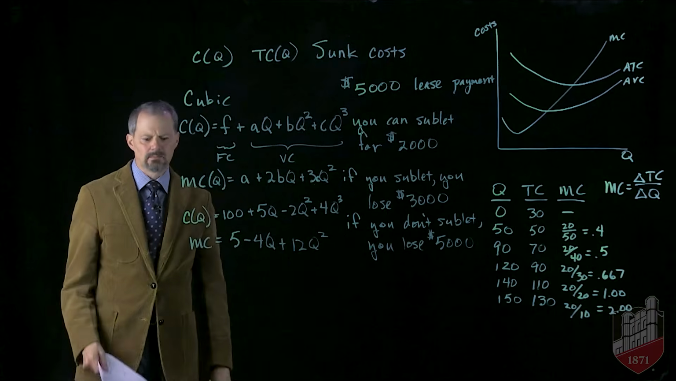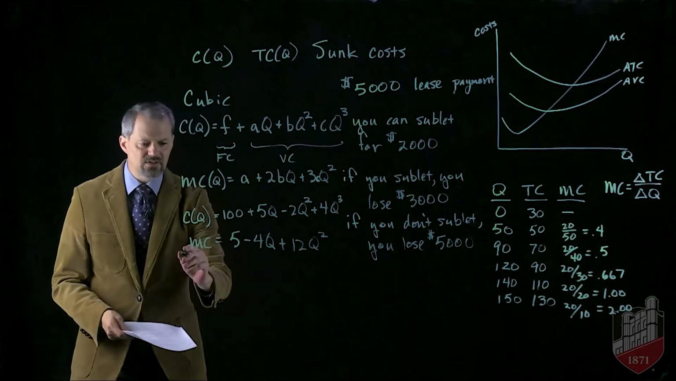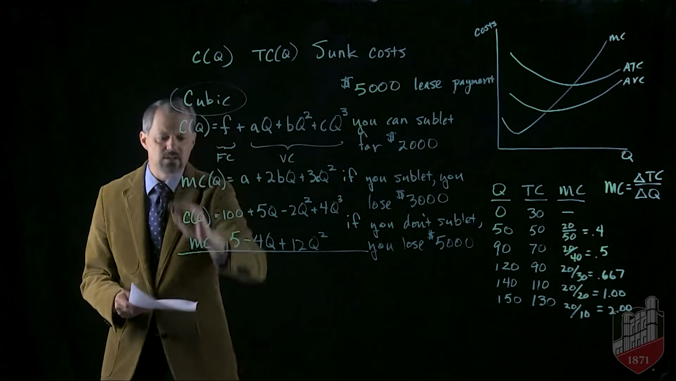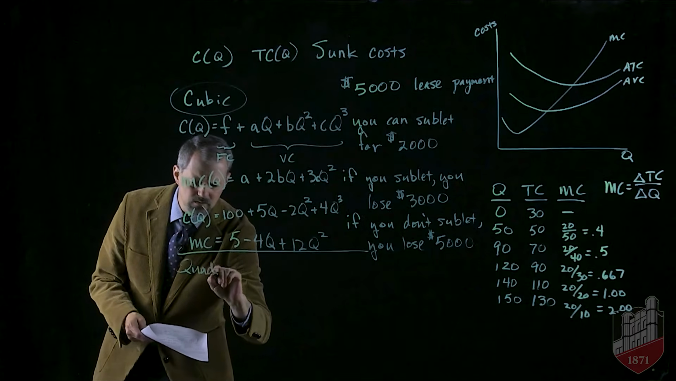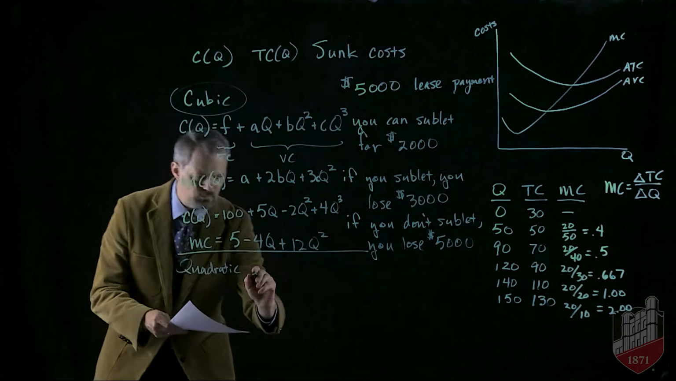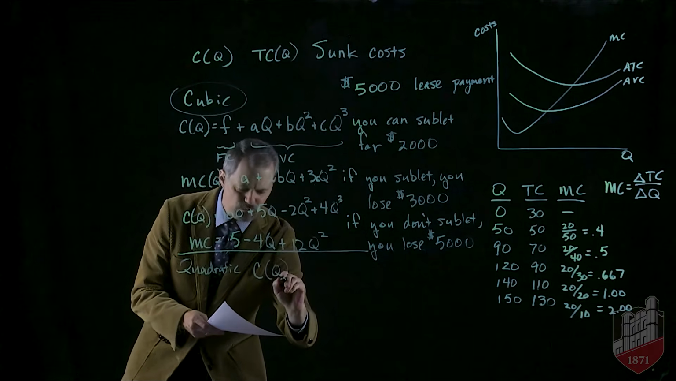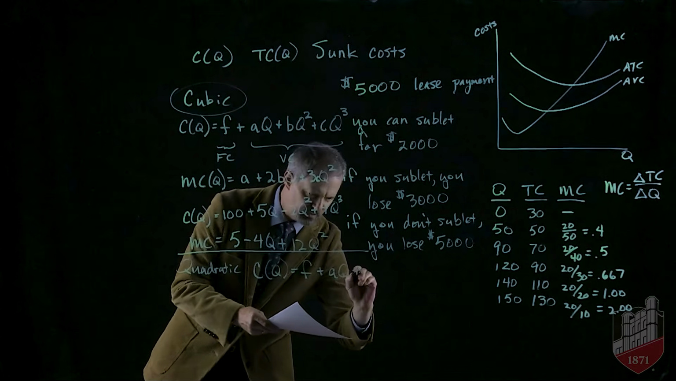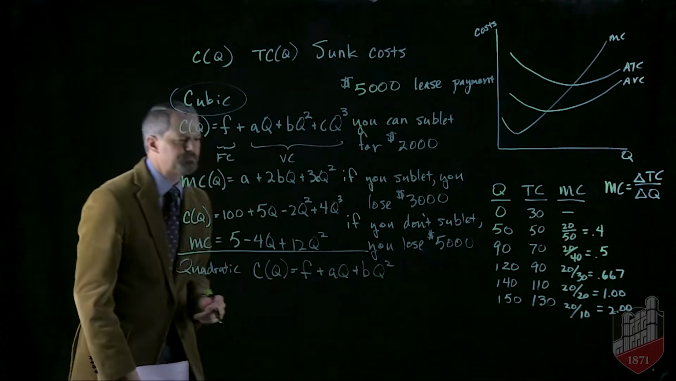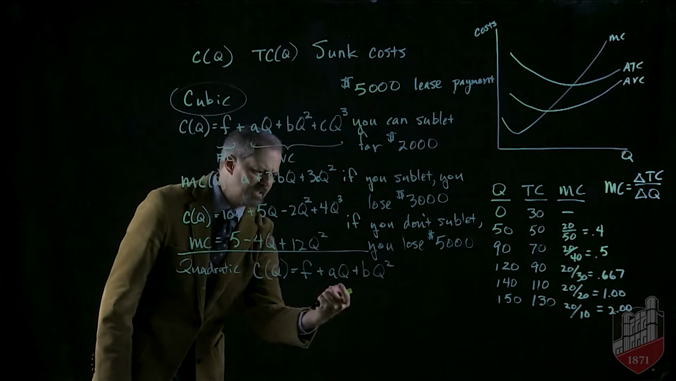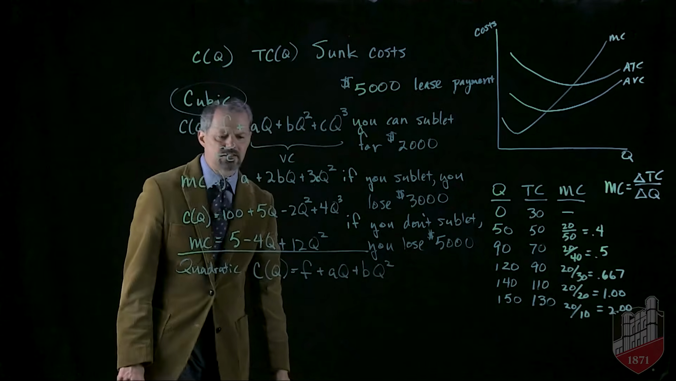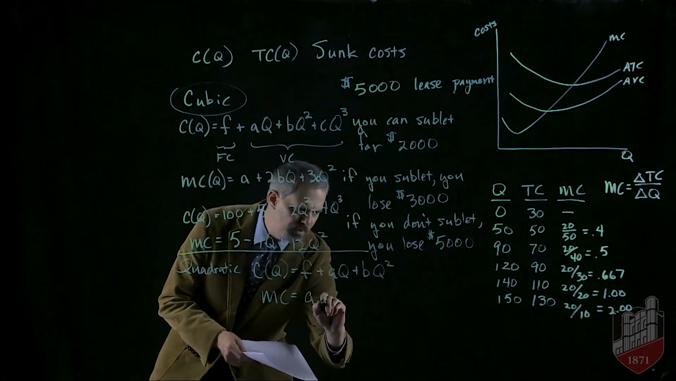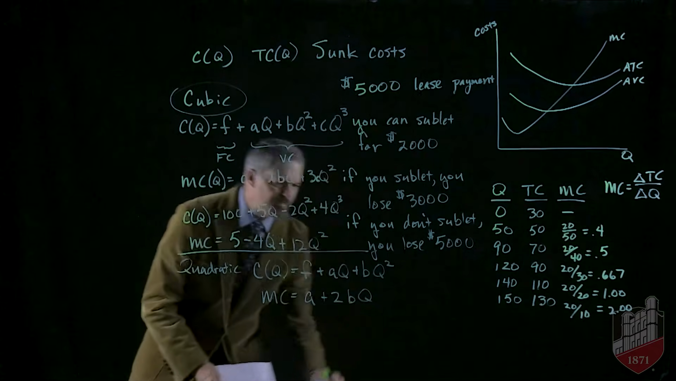We could also use a quadratic cost function. Let's put a line here. So there's cubic, quadratic. A quadratic cost function would look like this. The highest power would be 2. It would be F plus A times Q plus B Q squared. Here's the fixed cost. These are the variable costs. The marginal cost that would go with that would be A plus 2B times Q.